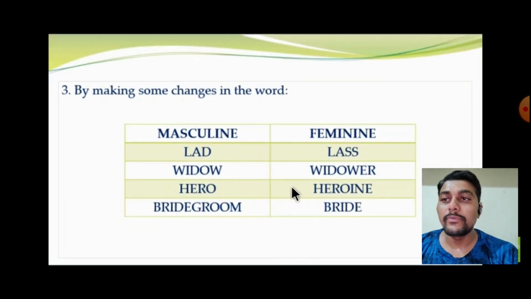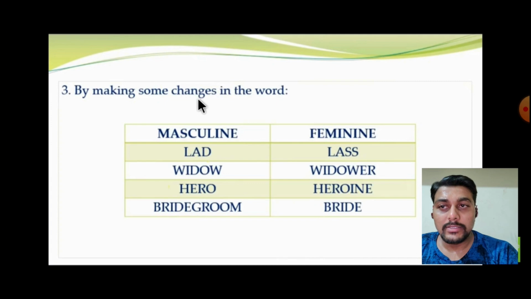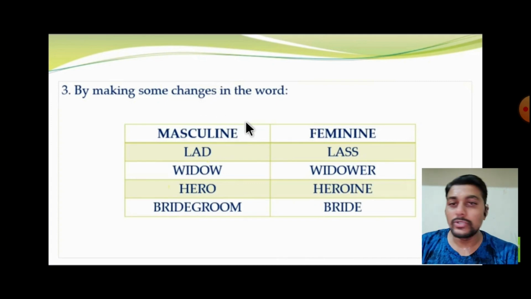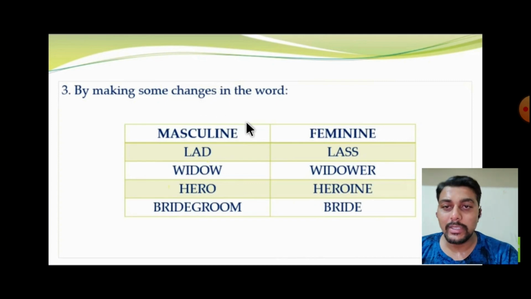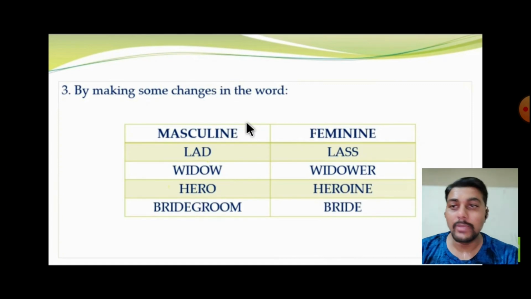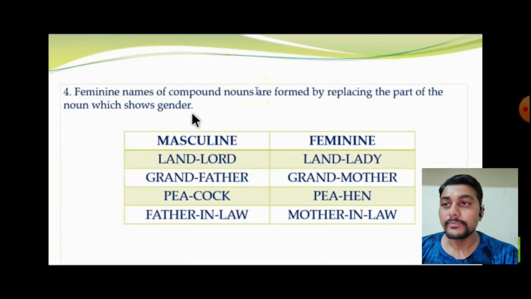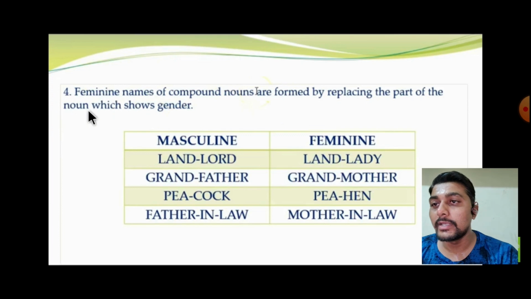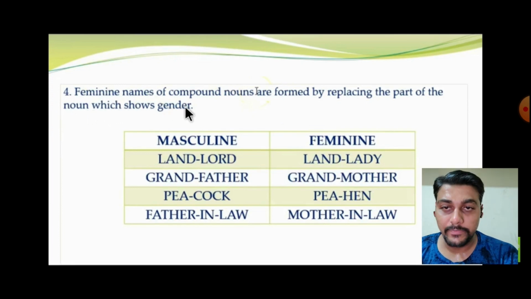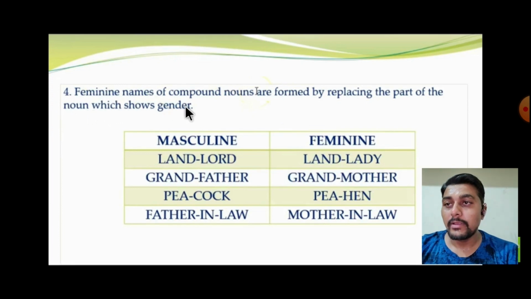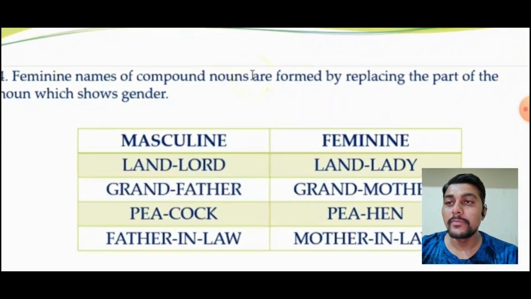So here the third rule is: we have to make some changes in the word, not a total change but a few changes, depending on the masculine noun. Okay, rule number 4: feminine names of compound nouns are formed by replacing the part of the noun which shows gender. One more time, let me make it bigger.